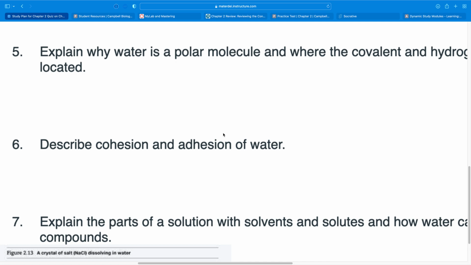And 5 and 6 we've already talked about. So water is polar because the hydrogen side is slightly positive. Oxygen side is slightly negative. It's also called a dipole. 2 differences, positive and negative, on opposite sides.